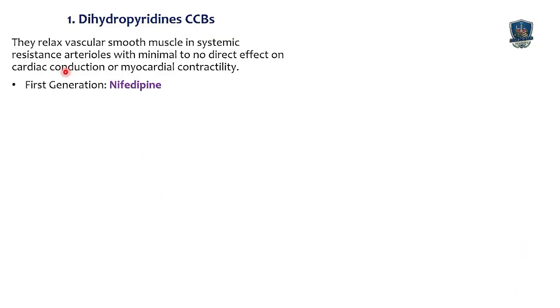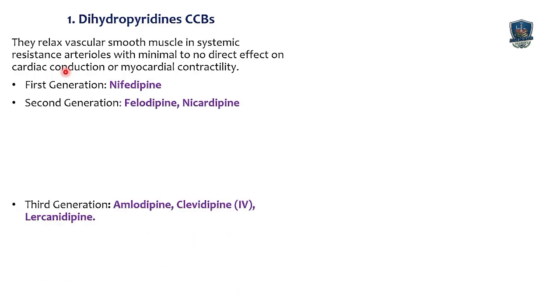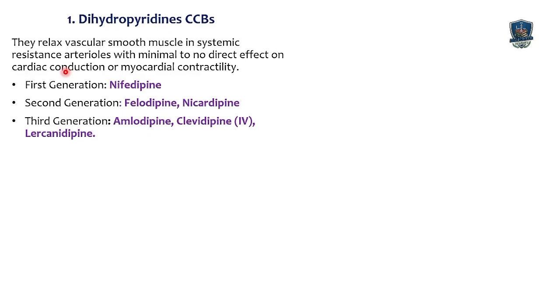So we've got examples here. I've got nifedipine, which is very common. It's a first generation drug. We also have the second generation, felodipine and nicardipine. We have the third generation, amlodipine and clevidipine. Very good drug. This drug is a very crucial drug. You guys have to know it. And lecanidipine. So we have nifedipine, felodipine, nicardipine, amlodipine, clevidipine, and lecanidipine. So if you see the dipines, these are the dihydropyridine calcium channel blockers.